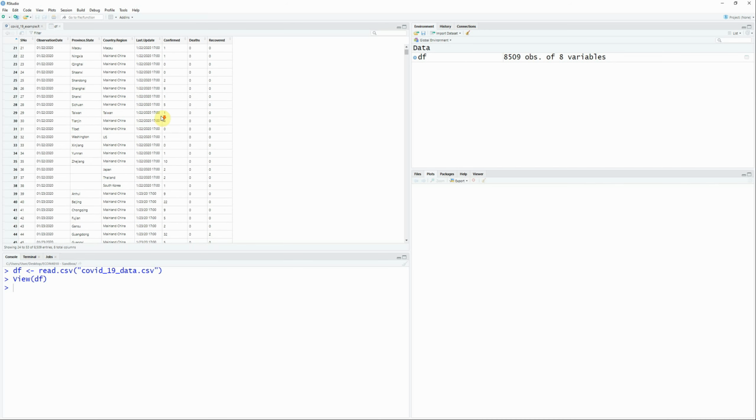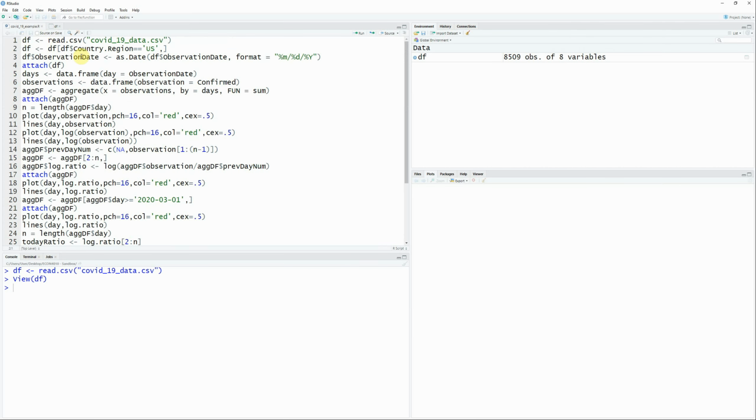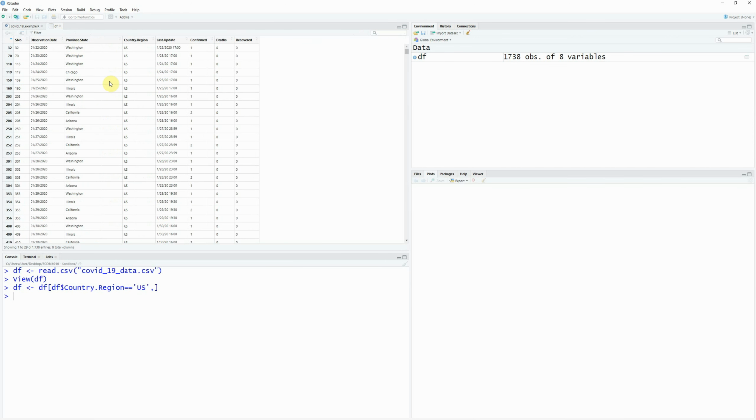Sometimes it could be different hours, but that's not the column that we are interested in. We have the confirmed number of cases and then death and recovered. In this case, we are just interested in confirmed numbers, and we want to look at the US data. So we use this line over here, which will give us the data frame, but only for the rows where the country or region is equal to the United States. After running that, our data frame includes just the US data.